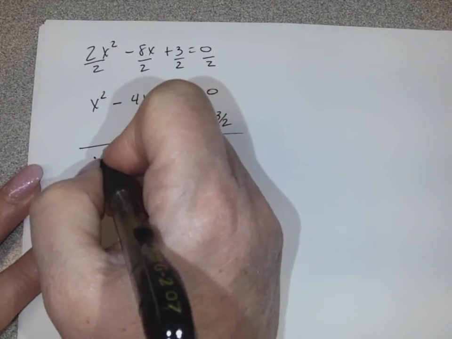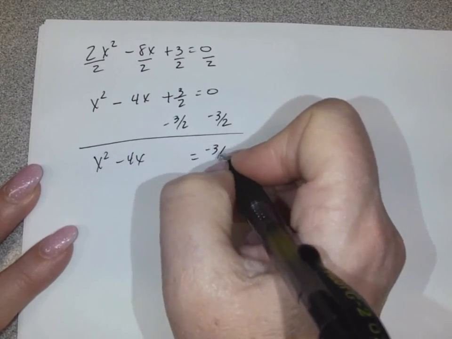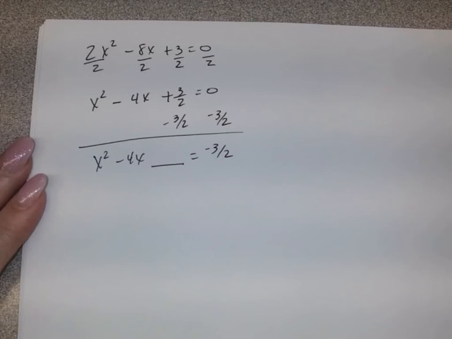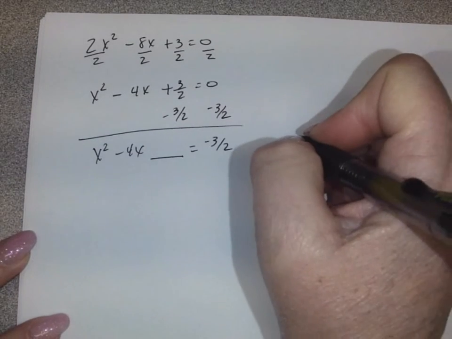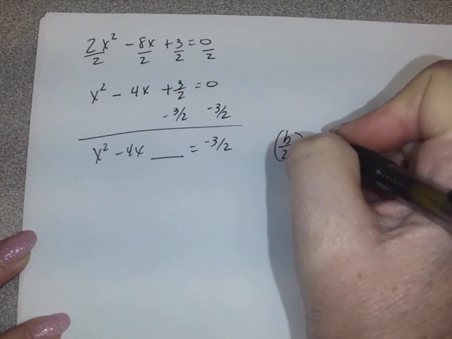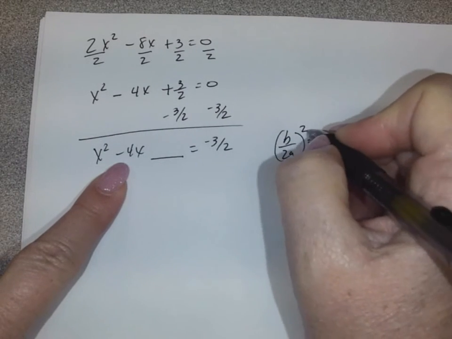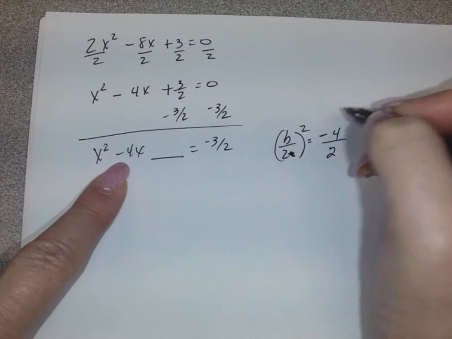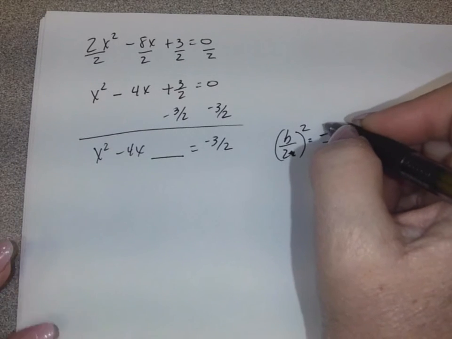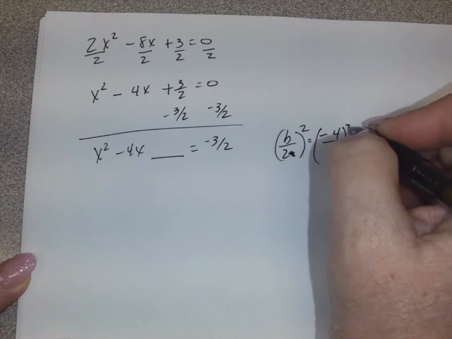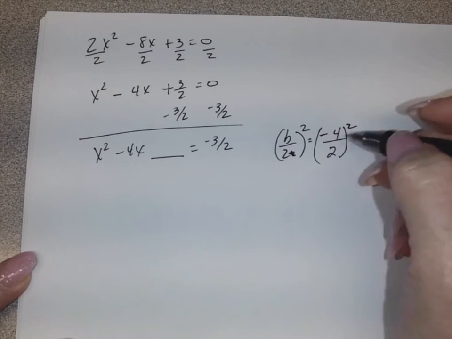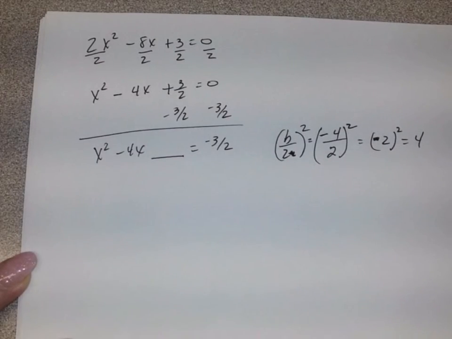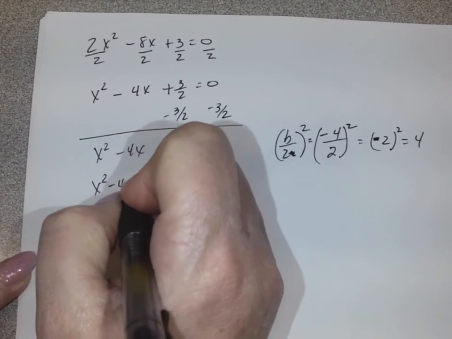So again, we're looking for the part that we have to add to this to get our perfect square. So we're at the b over 2a. So b is going to be, and we got to square it, negative 4 over, not 2a, sorry, over 2. I'm thinking about the quadratic formula. Sorry about that. Negative 4 over 2 squared. Well, negative 4 divided by 2 will get us negative 2, squared will get us a positive 4. So we have x squared minus 4x plus 4 equal to negative 3/2 plus 4.